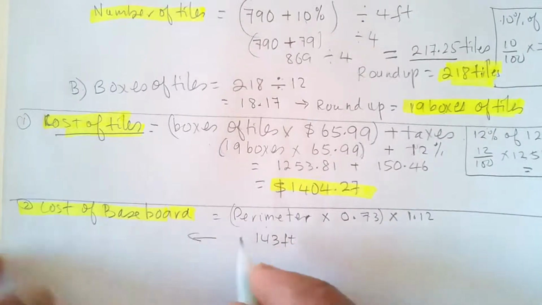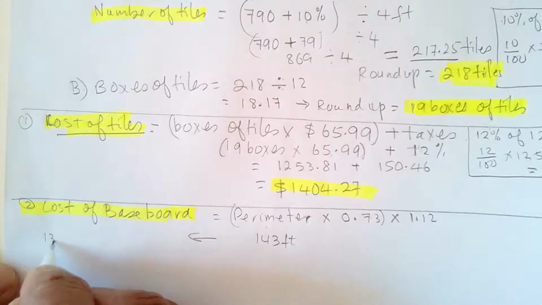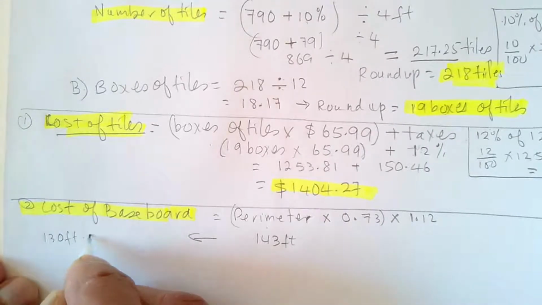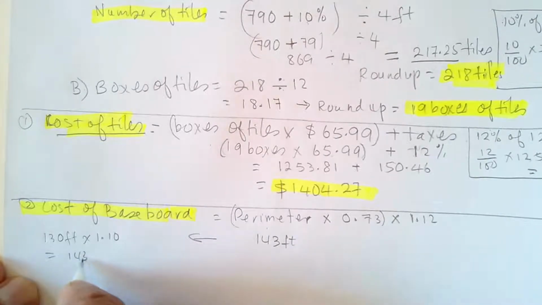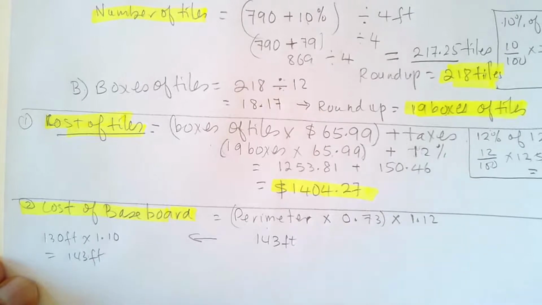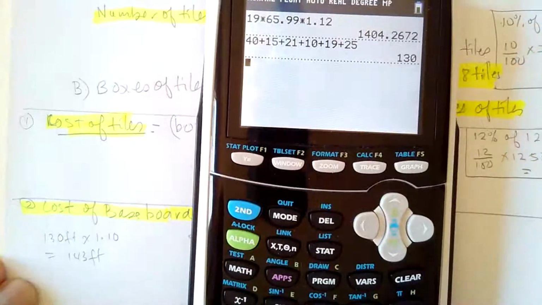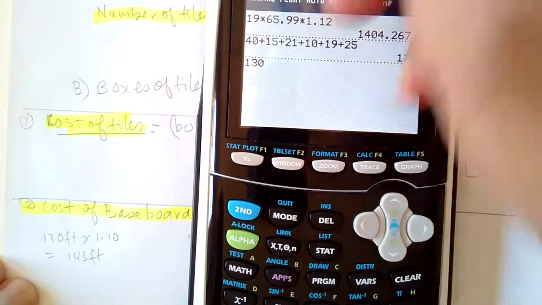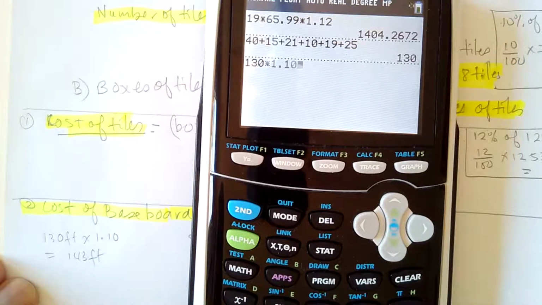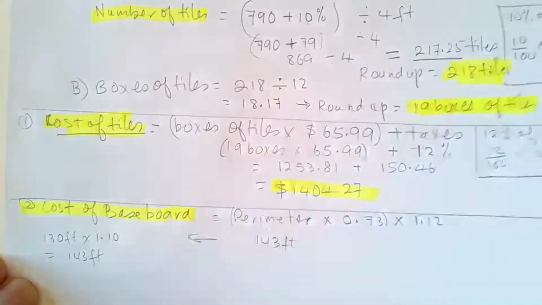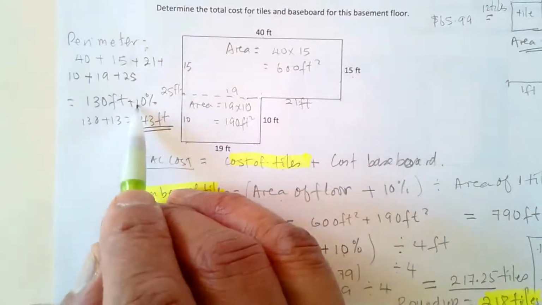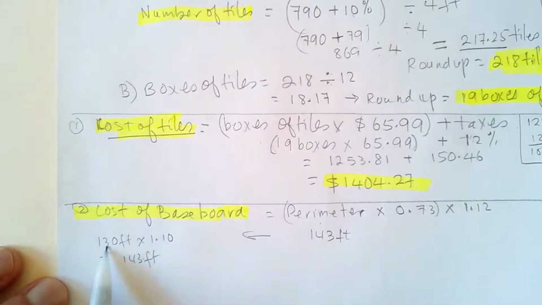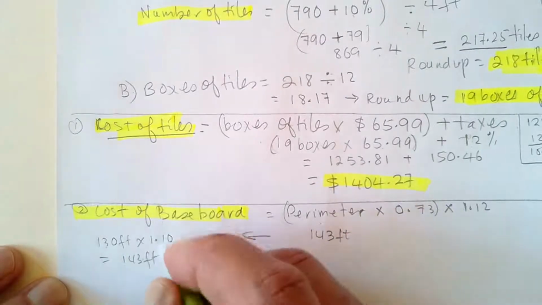And we got this by 130 times 1.10, and that will give me 143. Just remember, I'm doing the shortcut here. I have 130 as my perimeter times 1.10, giving the same result as finding 10% and adding it. 130 plus 10% is the same as 130 times 1.10.